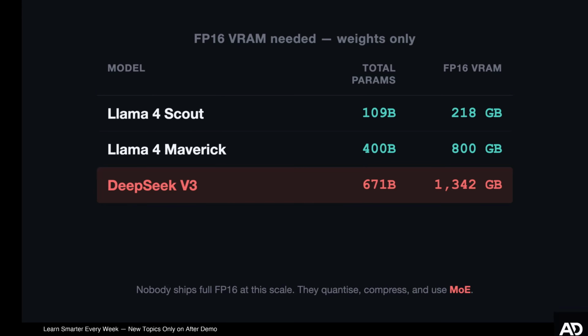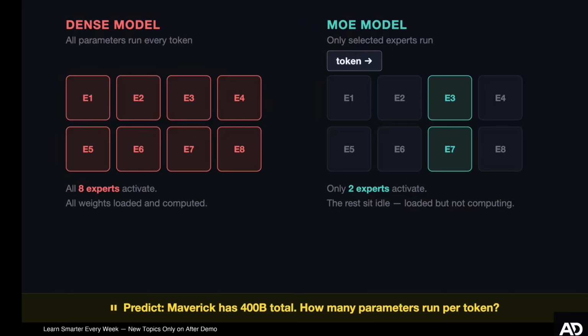Let the table sit there for a second. DeepSeek V3, 671 billion total parameters. In FP16, the weights alone need 1342 gigabytes of VRAM. That's 17 H100 GPUs just to hold the model. Nobody in production uses full FP16. They quantize, they compress, they use MoE. Which brings us to the twist in this video.